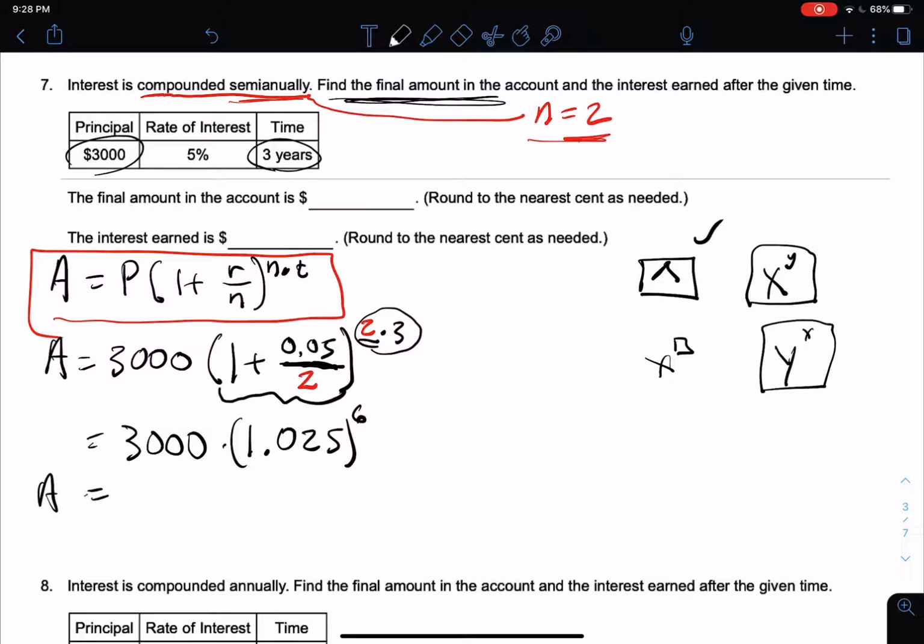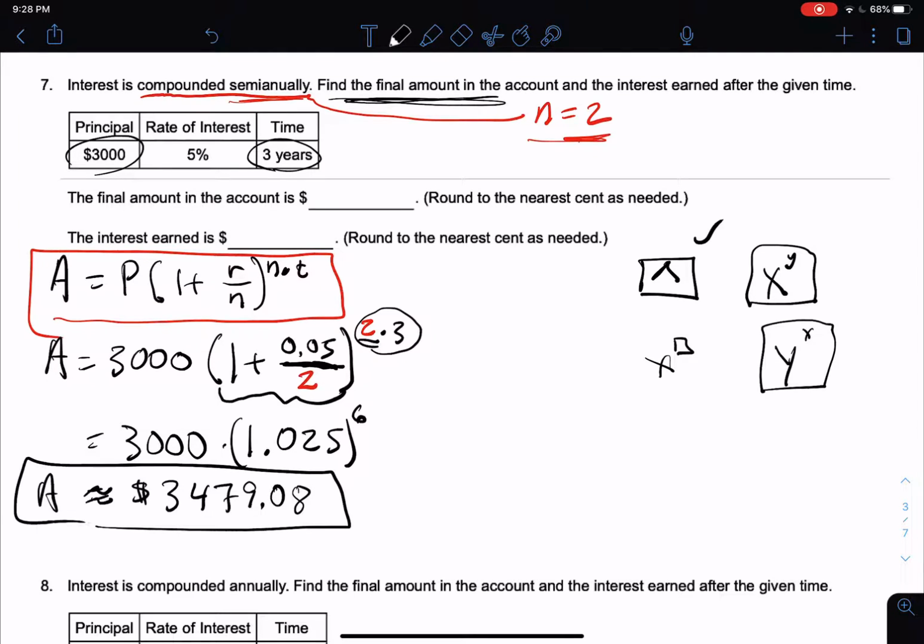and we will have our answer, and this is going to be approximate. We have to round it to the nearest penny or cent, and so the future value of $3,000 in this situation is now going to be $3,479.08. And that's your final amount, also known as the future value.